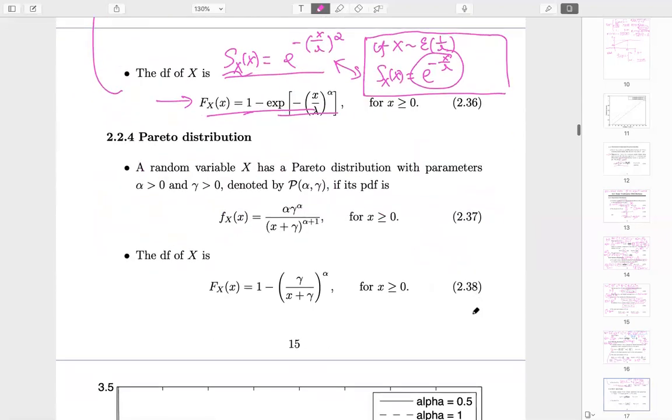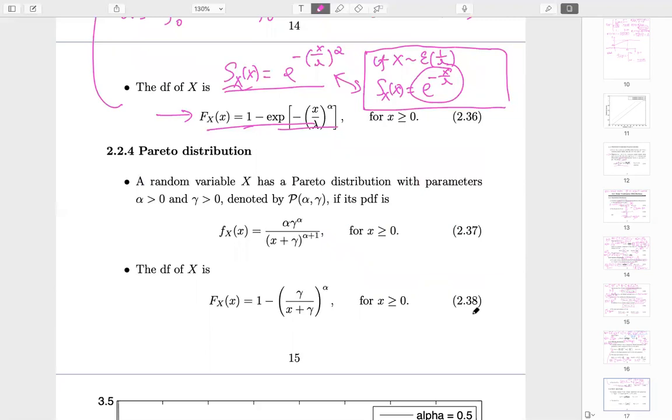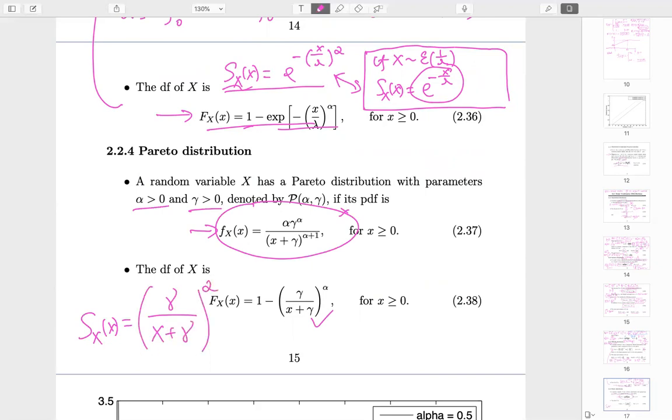The final one we introduce is Pareto. Pareto is quite famous, and again, you may see the definition slightly different. Here we have two parameters, alpha and gamma. This is our definition. Again, I don't want you to memorize this. What I want you to do is this: the survival function is in a power form, so this is actually a lot easier. From here, you can differentiate, put a negative sign, then you go back to the PDF.